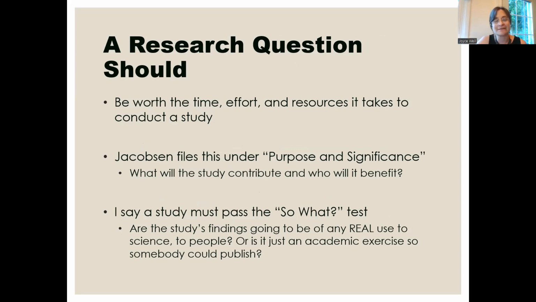Research questions are needy. They need a lot of things. So the research question needs to be worth time and effort. The thing that you're going to learn at the end of the research has to be worth the process. It has to have some benefit to people. So who's going to benefit from this, right? Will it benefit the people you serve?